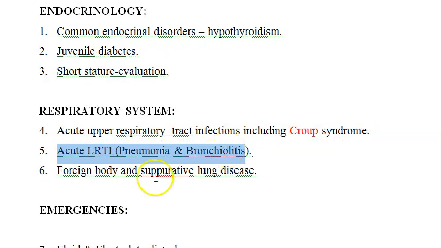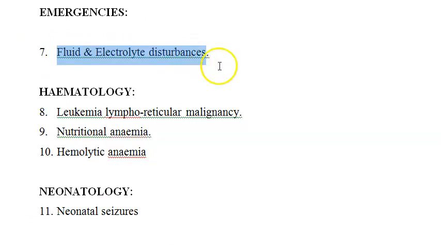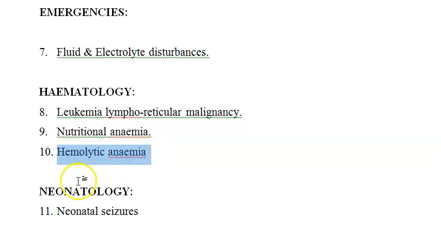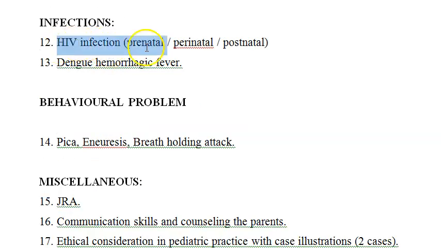Then you have pneumonia, bronchiolitis. Then foreign body, you should know these children put foreign body into their nose, into their respiratory tract, into their ear, yeah. Emergencies, guys, fluid and electrolyte disturbances, sodium, potassium balance, all that you have to learn. Then hematology, malignancies, you should know anemia, right, hemolytic anemia, newborn, that you know, right. Then neonatology, neonatal seizures, that you should know. About HIV infection, right, then dengue.